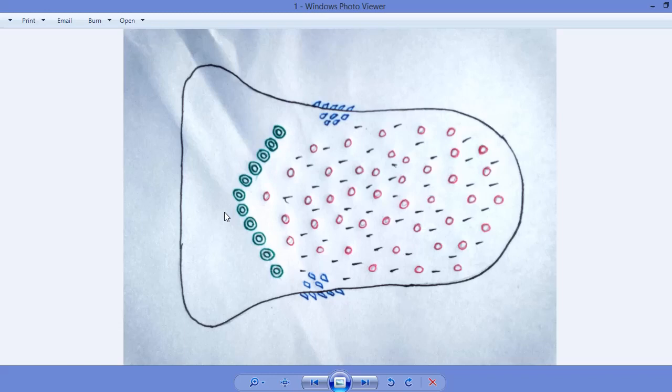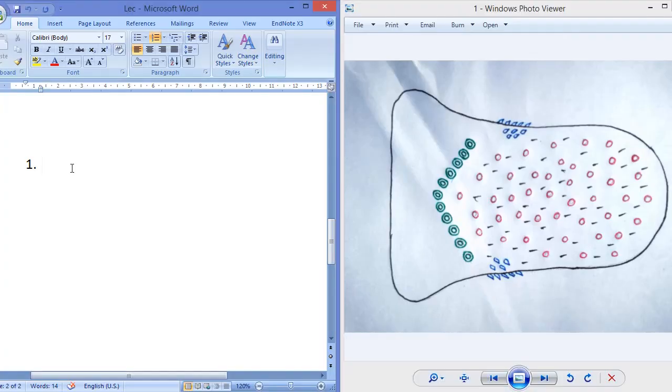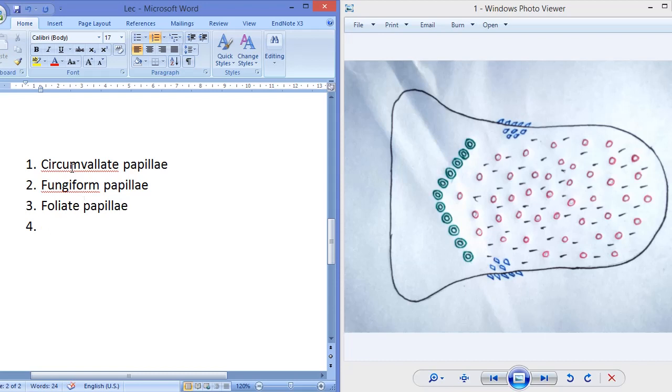I'm going to write the four types. Number one, the circumvallate papilla. Number two, fungiform papilla. Number three, foliate papilla. And number four, the filiform papilla. Four types of papillae are there.